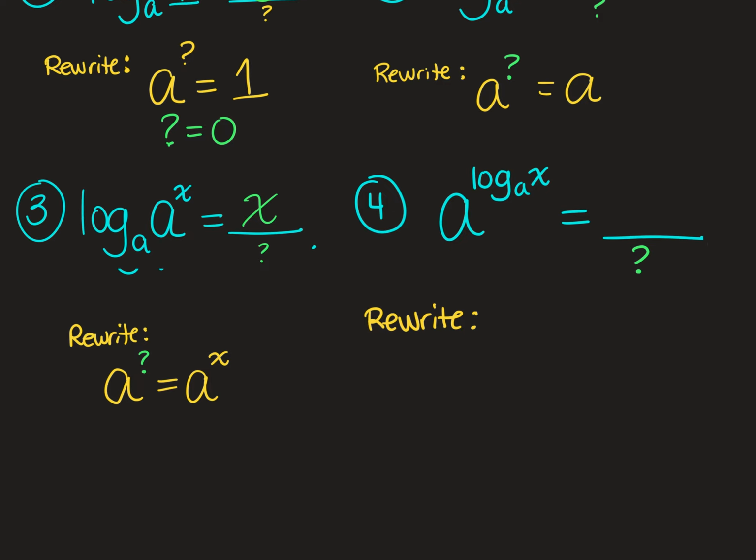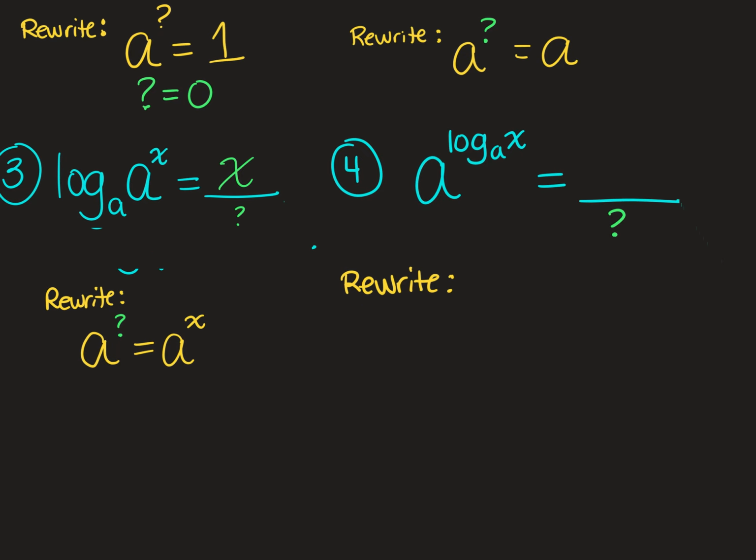Let's rewrite this from an exponent into a logarithm. So now we're going from an exponential expression into a logarithm. The base of my exponent is a. That means when I write my logarithm, it will have a base of a. Now we have said that a logarithm is always equal to an exponent. So whatever this logarithm is, it has to be equal to an exponent. Well, in this case, the exponent is this entire expression, log base a of x.